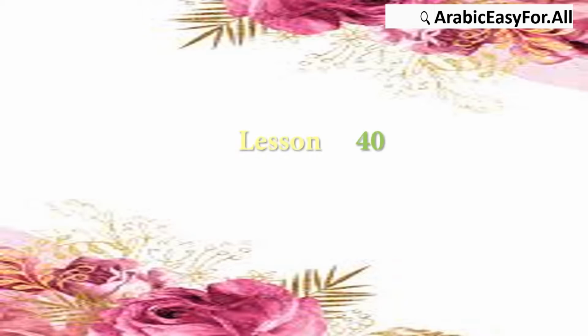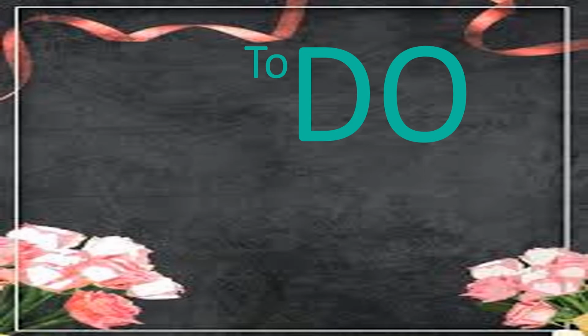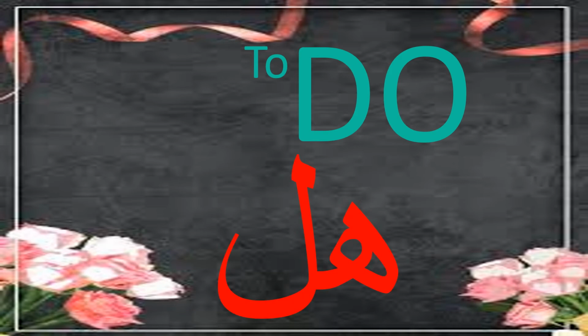Lesson 40, the verb to want in the interrogative form. In order to ask a question in the English language, we always use to do. In Arabic, we use the formula هل. We saw before with the verb to be and to have. It is the same formula we use always and forever with all verbs when we want to ask a question.